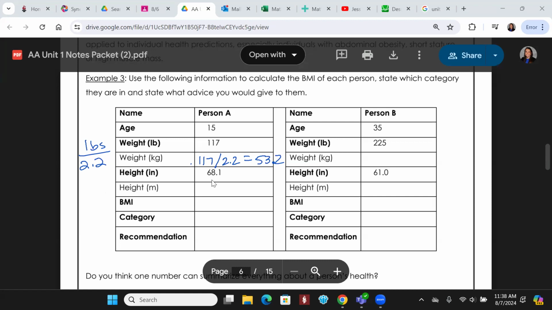Now for height, we're going to take the number of inches and divide it by 39.4. So we're going to take 68.1 and divide it by 39.4. And when we do that, we're going to get 1.73. So again, we take our height in inches and divide it by 39.4. Everybody okay so far? Okay, so we took 68.1 inches and divided it by 39.4, and that's from the conversion of 1 meter equals 39.4 inches.